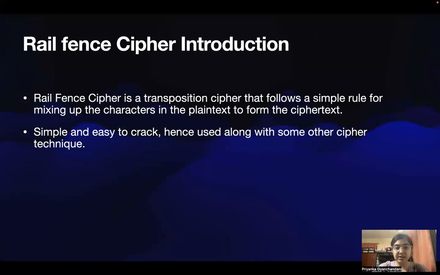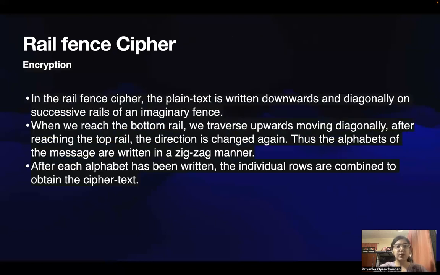It is a transposition cipher that follows a simple rule for mixing up the characters in the plain text to form the cipher text. It is simple and easy to crack, hence used along with some other cipher techniques. So if I talk about the encryption in the rail-fence cipher, the plain text is written downwards and diagonally on the successive rails of an imaginary fence. This I'll be showing with an example also.